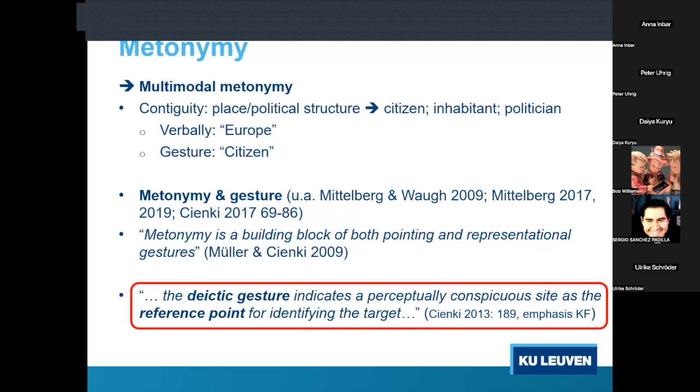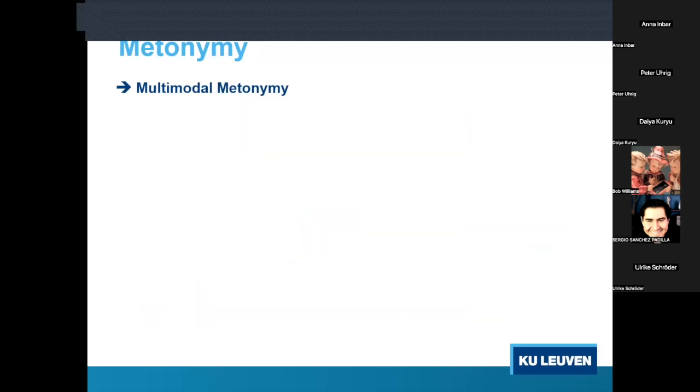The gesture is serving as some sort of specifying. We have already mental access to the target. We are talking about Europe, that's okay. So no need to come up with a reference point. So the gesture is sort of serving another function, let's say, and this is something which hasn't been observed yet to a great extent in literature on metonymy and pointing gesture.